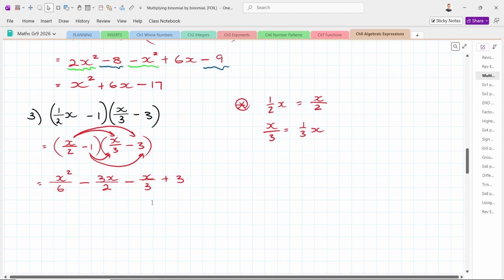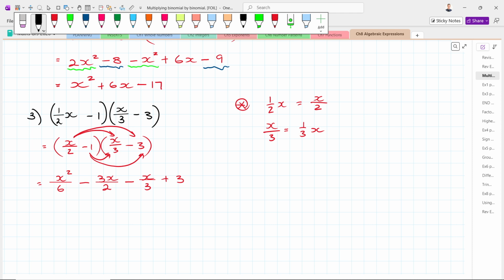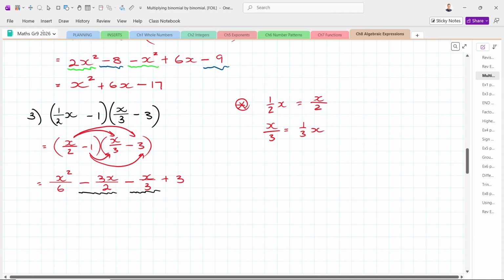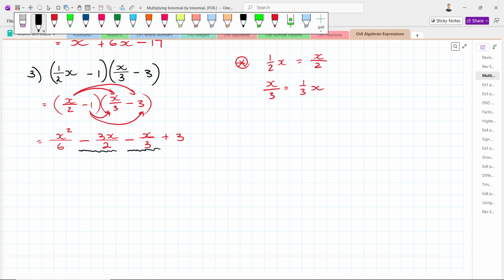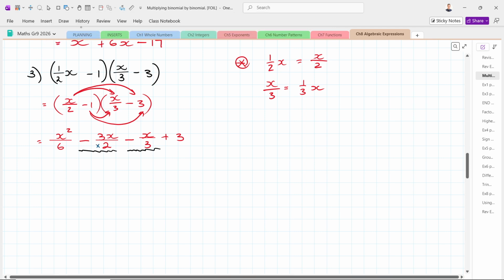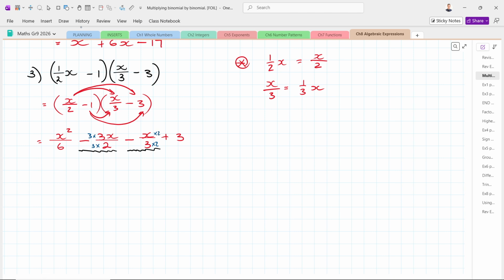Now, here's where the problem comes. These are like terms. Okay, they have the same variables with the same powers for each. But now you're dealing with fractions. So what do you know about fractions? If you want to add or subtract them, they must have the same denominators. So we need to change the denominators here. LCD between 2 and 3 would be 6. So I would have to multiply this one by 3 top and bottom, and this one by 2 top and bottom. So in actual fact, what am I left with?